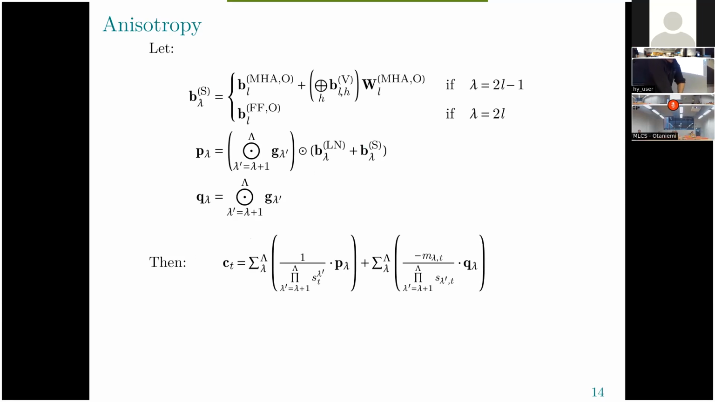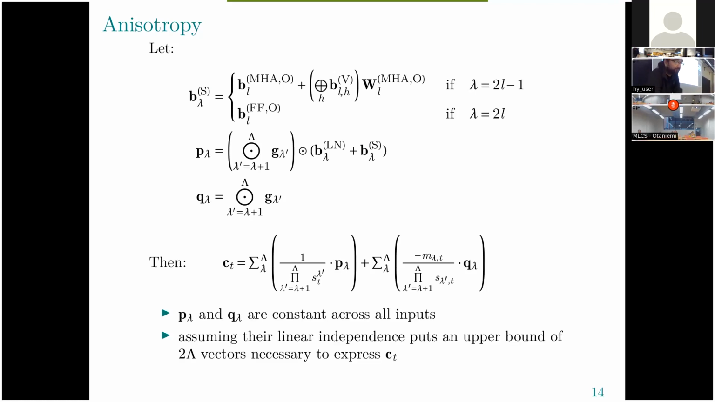So that means that if we have a 12-layer BERT-like transformer, for instance, we are going to have a total of 48 different vectors, and the CT vector is going to be a linear combination of those 48 different vectors. In other words, even if we assume that all of these 48 vectors are orthogonal to one another, we have at best a 48-dimensional subspace in which we express the CT vector.